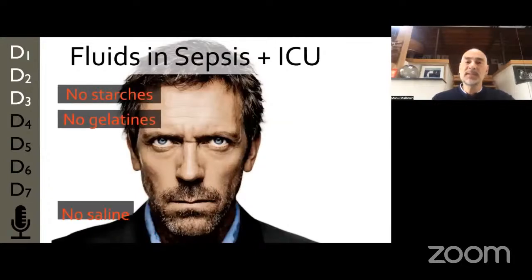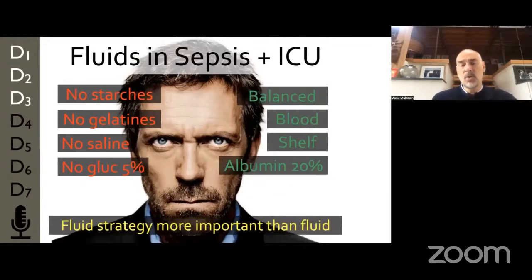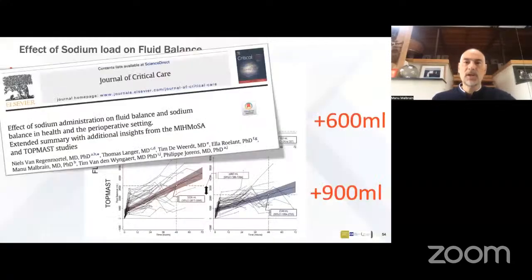But when it comes to fluids in sepsis, it's not a good idea to give starches, gelatins, salines in large amounts, not hypotonic solutions. So balanced crystalloids are a good first choice, and the fluid strategy may be more important than the fluid per se. If we look at the vast amount of fluids that are given, it's not for resuscitation. This is only 6%. More fluids are given for nutrition, 33%, or maintenance, 25%, or fluid creep, which is fluids that seep into the patient.